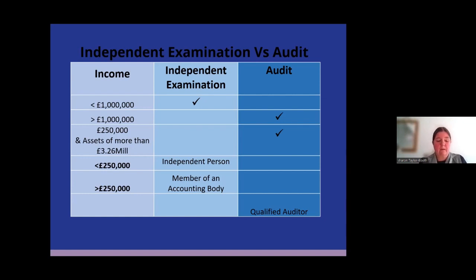Now, treasurers in parishes can examine accounts for other parishes in their diocese because they're independent. People from your congregation could be your examiner, but the bookkeeper stroke treasurer's niece, nephew, auntie, uncle can't, because they're not independent. They're not able to form an independent opinion.